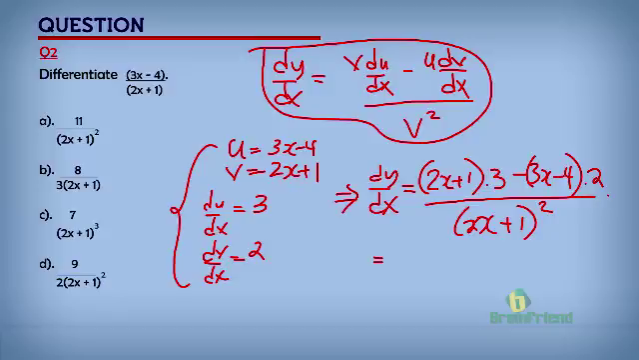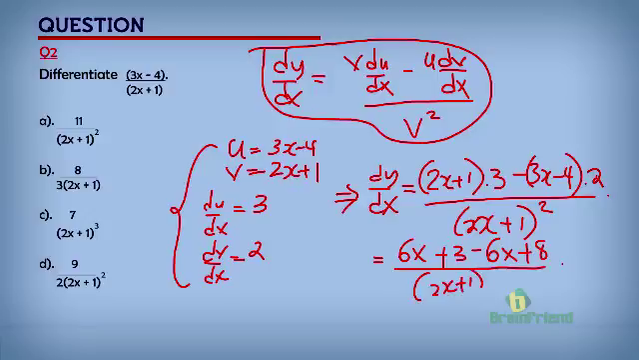Let's simplify what we have here. So we have 2x times 3, which will give us 6x plus 3, minus 2 times 3x, which will give us 6x. So our minus 2 times minus 4 is plus 8, all over 2x plus 1 all squared.